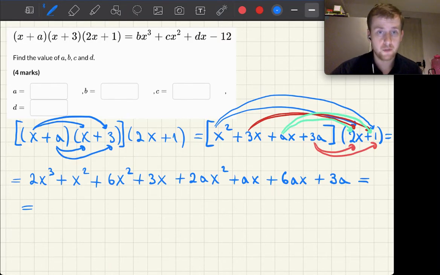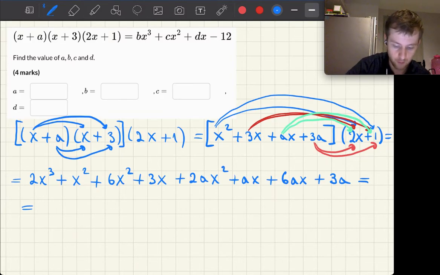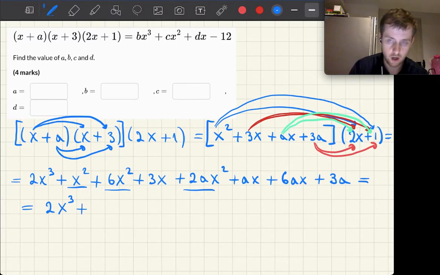Let's try to figure it out. First of all, we have to group everything with x cubed. There's only one thing with x cubed, it's 2x cubed, nothing else. For x squared, there's more than one thing: there's 3x squared, so it's here, here, and then also here. All right, so we can factorize it a little bit. So we have x squared plus 6x squared plus 2ax squared.